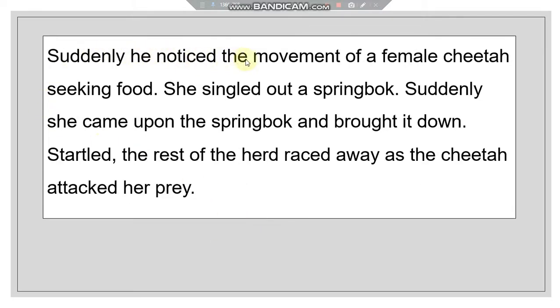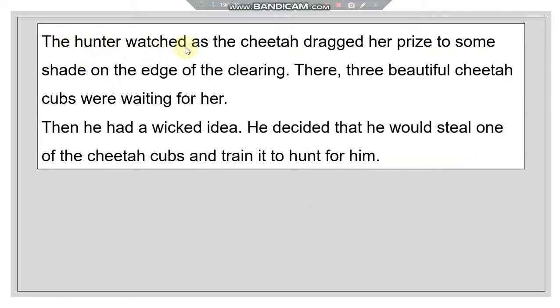Suddenly, he noticed the movement of a female cheetah seeking food. She singled out a springbok. Suddenly, she came upon the springbok and brought it down. Startled, the rest of the herd raced away as the cheetah attacked her prey. The hunter watched as the cheetah dragged her prize to some shade on the edge of the clearing. There, 3 beautiful cheetah cubs were waiting for her.